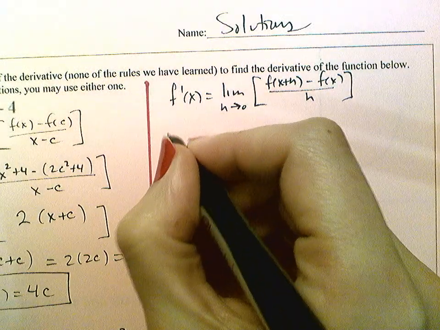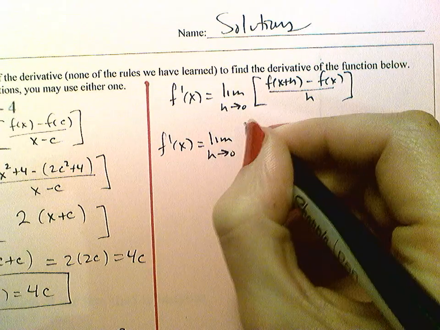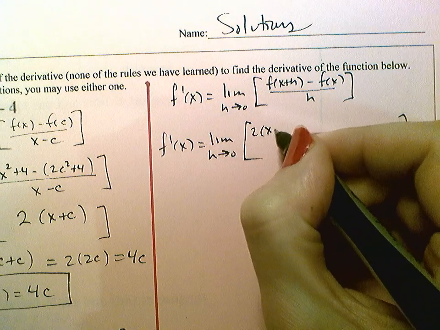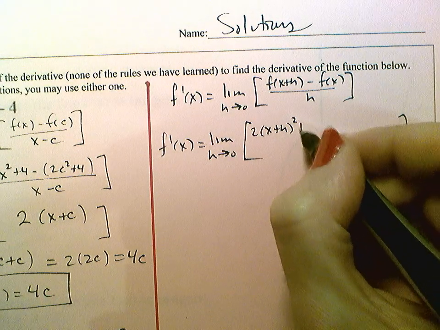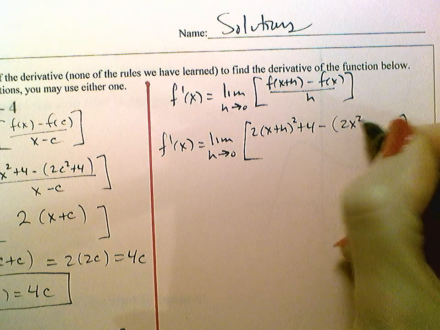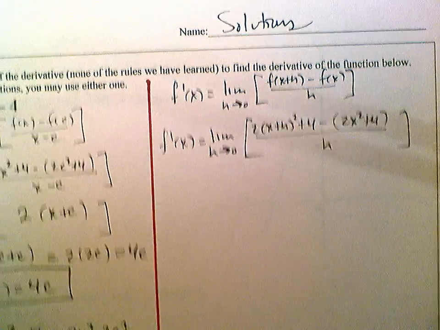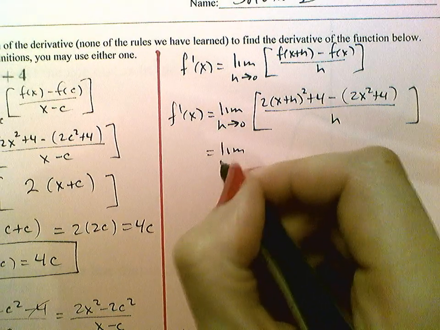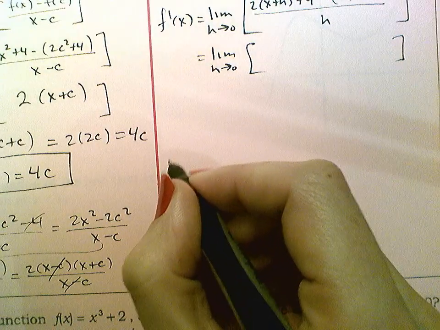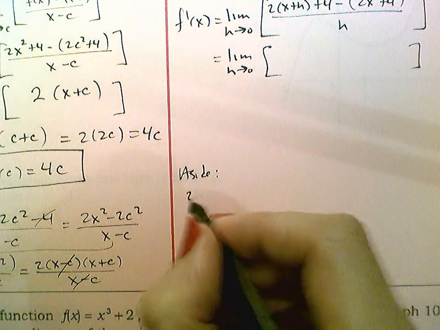So I've got f prime of x equals the limit as h approaches 0, and f of x plus h, this is 2 times x plus h squared plus 4 minus 2x squared plus 4 all over h. You cannot direct substitute because that would give you 0 in the denominator. So you leave a blank like that, and then down here you go aside.